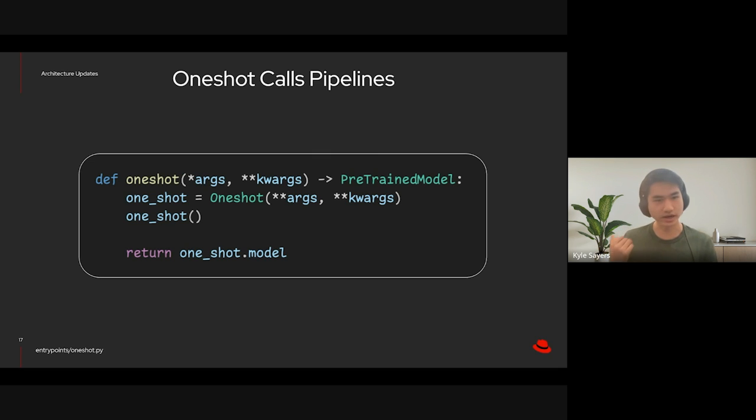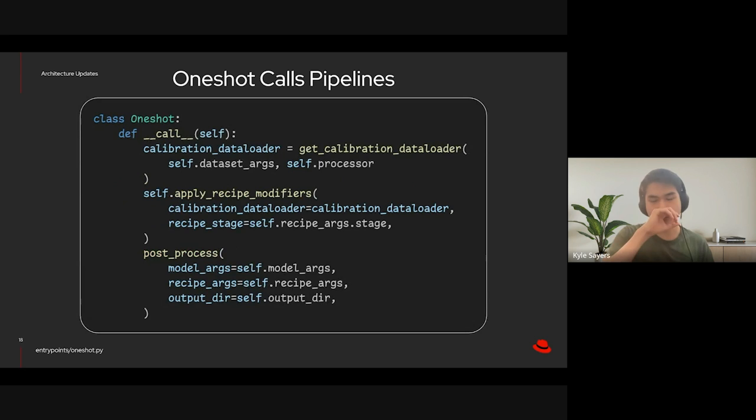So as Rahul mentioned earlier, one of the major entry points for calibrating a model is through this one-shot API. This one-shot API takes all its arguments and passes them on to a one-shot class. This one-shot class is responsible for pre-processing the model, so loading it in and doing any pre-processing steps that are required, and also pre-processing the data set that you're using to calibrate the model. This one-shot class implements a call method, which calls the apply recipe modifiers method.